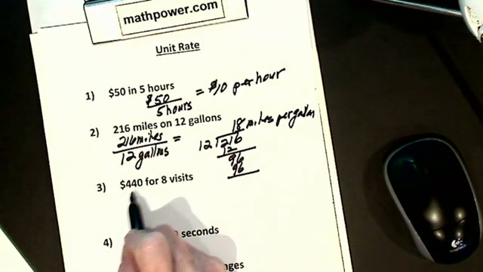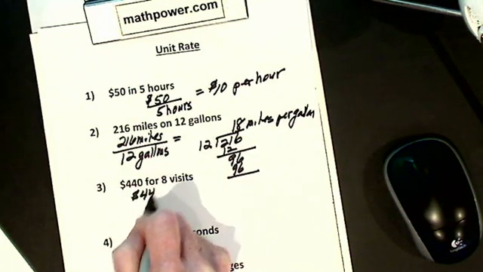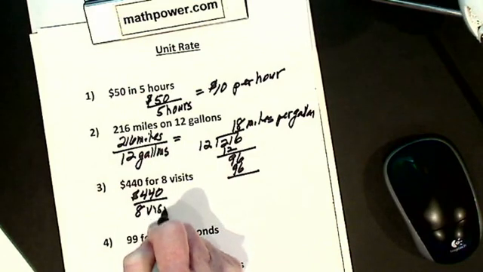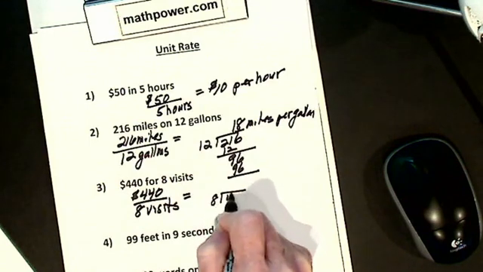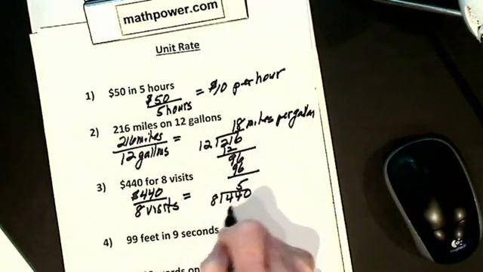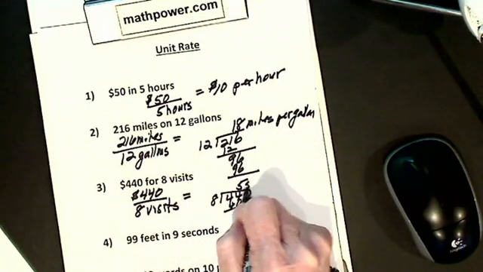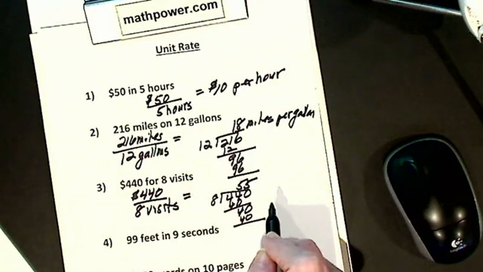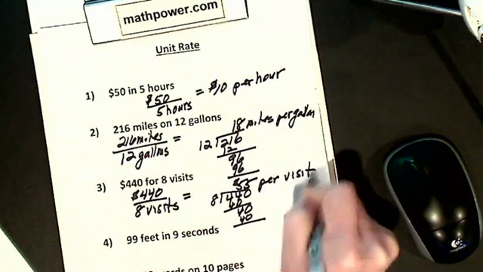If I have to figure out $440 for 8 visits, and I'm asked the unit rate, I want to know how much it is for 1 visit. So I have $440 divided by 8 visits. To get my unit rate, I just divide 8 into 440. So now I get a 5. 5 eighths are 40. The rule is subtract, bring down. 8 into 40 is 5. 5 eighths are 40. So it's going to be $50 per visit.